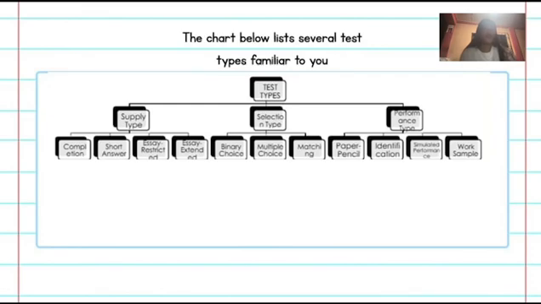So, the chart below are the list of several test types familiar to you. So, test types. So, ang pinaka major sila is ang supply type, selection type, and performance type. So, under sa supply type is the completion, short answer, essay, and extended essay na restricted o ang extended essay. So, under sa selection type is binary choice, multiple choice, or matching type. And under naman sa performance type is the paper pencil task, identification, simulated performance, and workplace.